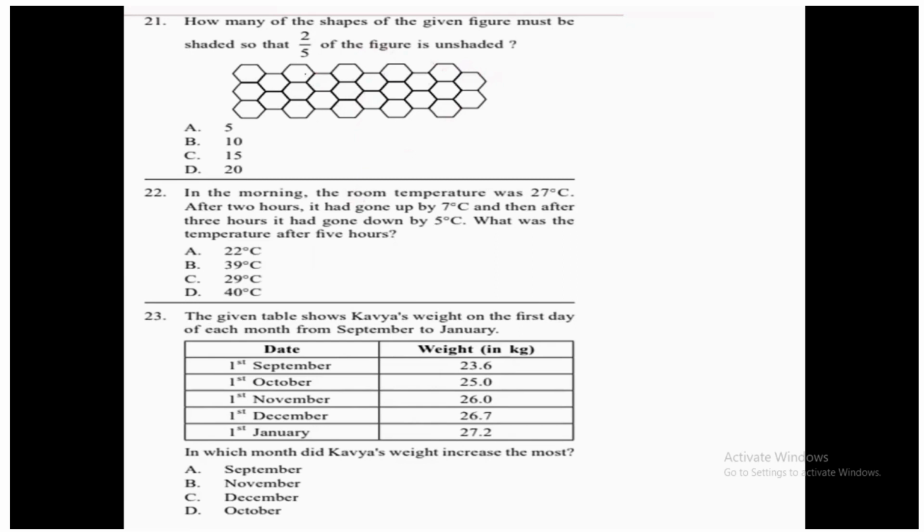So let's check how many total hexagons there are. Total number of hexagons are 1, 2, 3, 4, 5, 6, 7, 8, 9, 10, 11, 12, 13, 14, 15, 16, 17, 18, 19, 20, 21, 22, 23, 24, 25. Total are 25. So what can I do? I can find out what the 2 by 5 part of 25 is, which will be 10 only.